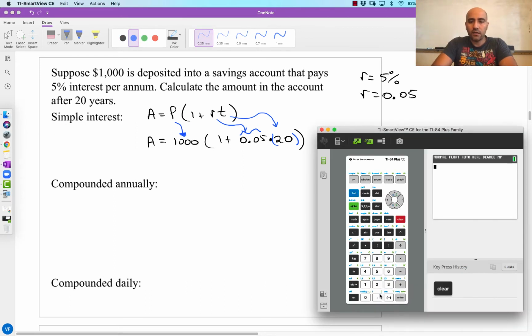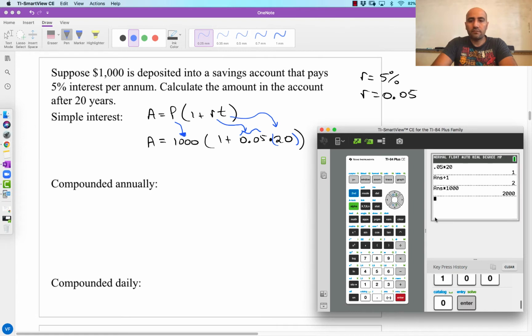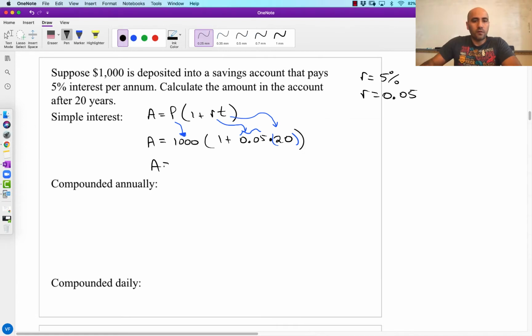So we'll get 0.05 times 20, plus 1, times 1,000. We get 2,000. A equals 2,000. Okay, so just following my formula, that's how we get that. But since it's simple interest, there's another simple way to do it.